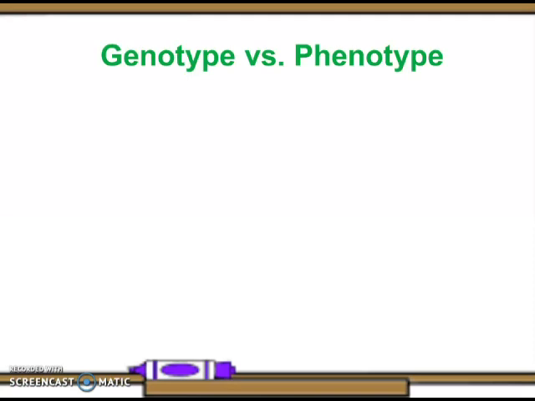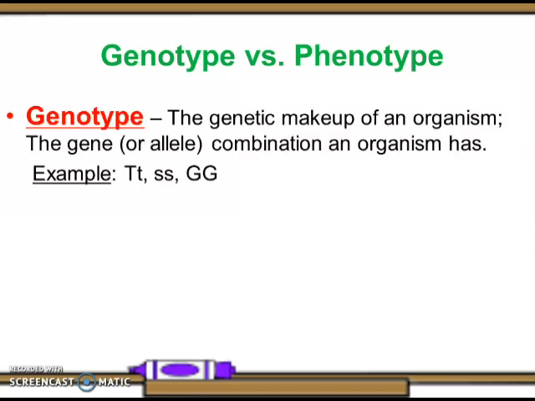Now let's look at genotype and phenotype. Genotype is a description of the pair of alleles present for a characteristic. It is the complete heritable genetic identity of an organism. It is the set of alleles carried by the organism, and it also includes the non-expressed allele. The genotype is the genetic makeup of an organism. For example, big T, small t, or big G, big G.